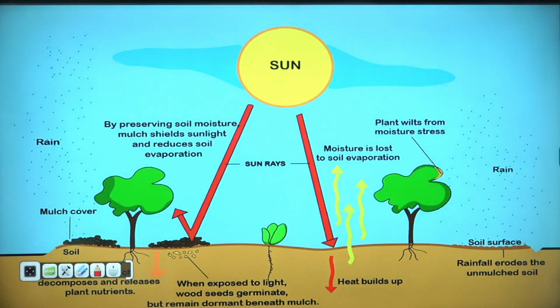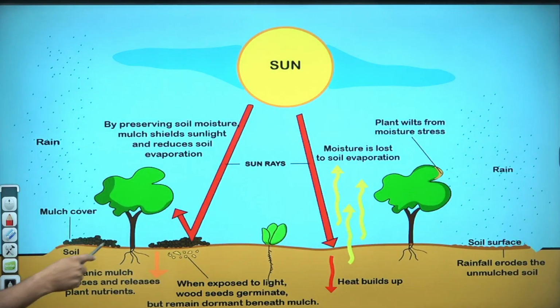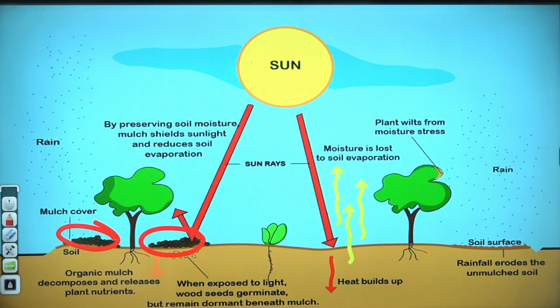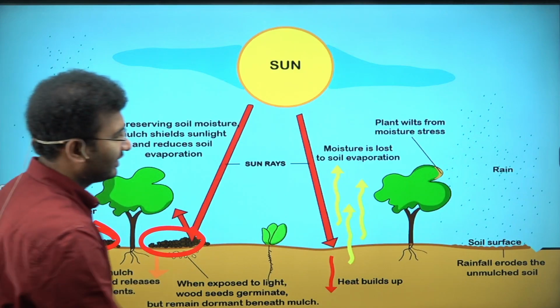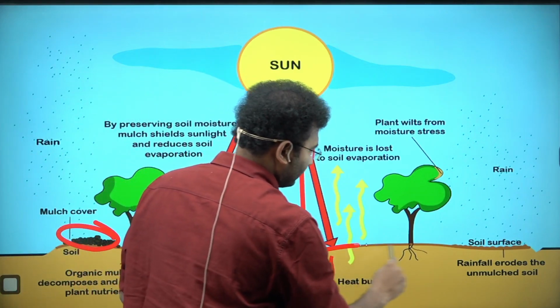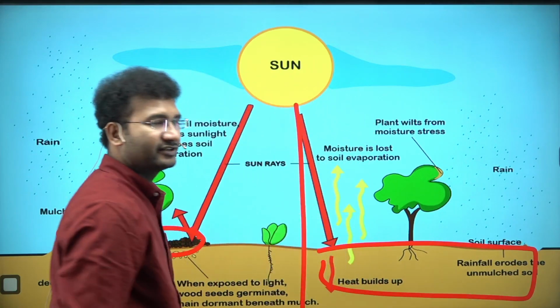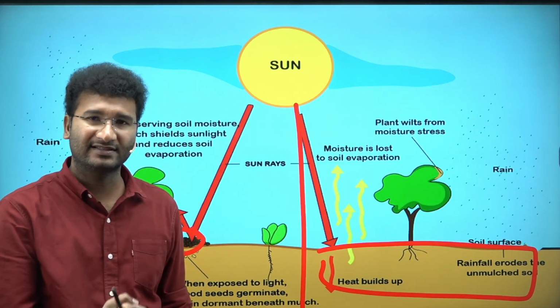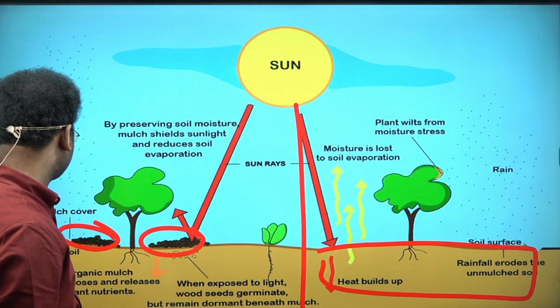Look here, this is your mulching. In mulching, you put straw or paddy straw, whatever the straw is. So here you will not see the growth of weeds. But on the other side, look here, this part of the area, the moisture is gone. So keeping the soil moisture intact is also called mulching. Now come to the next component.